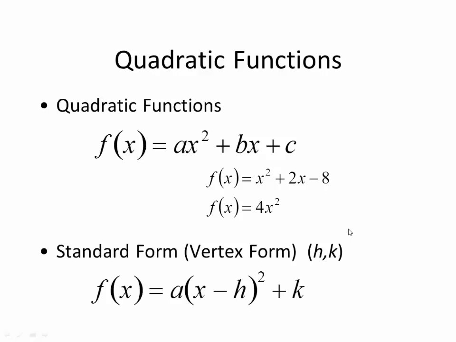This is the standard form, or vertex form, sometimes we call this. Or you can read that right off here. And the vertex would be h, comma, k. Notice the minus here and the plus here, okay? So this is the vertex form or standard form of a parabola.